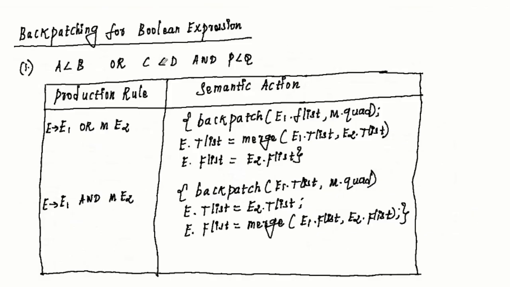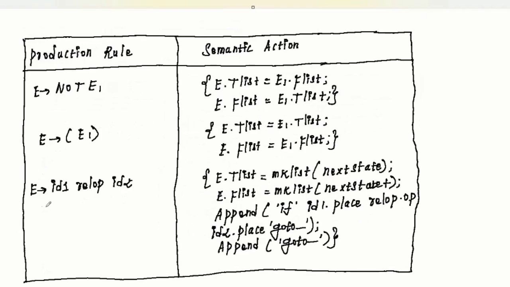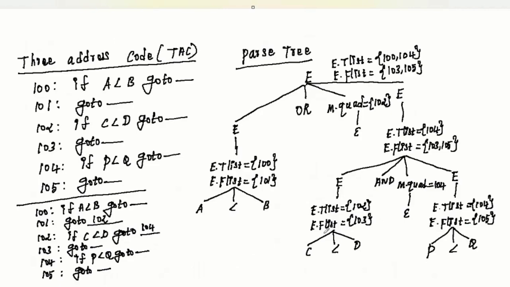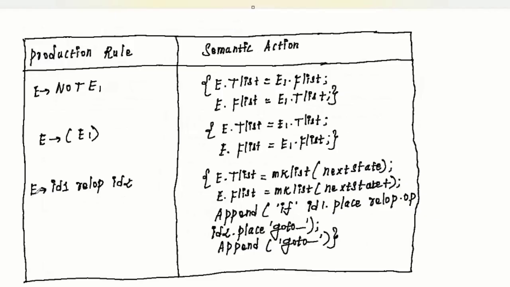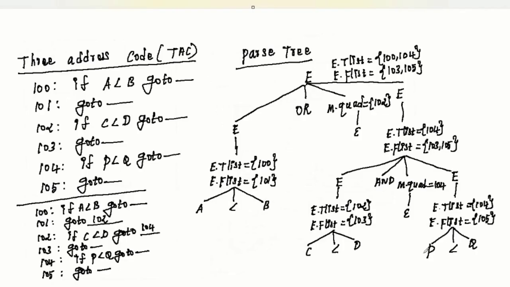Next condition, C less than D. It's similar to the production rule E tends to ID1 relational operator ID2. Then write E produces ID1 relational operator ID2, that is C less than D. Now one more condition, P less than Q, which is of the form E tends to ID1 relational operator ID2. Here you write E produces P less than Q.